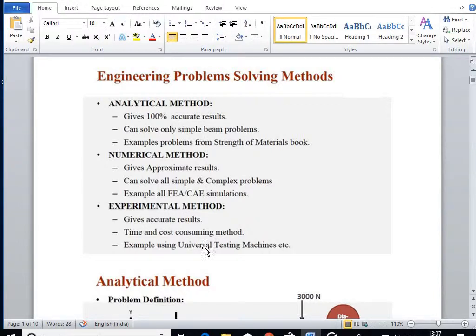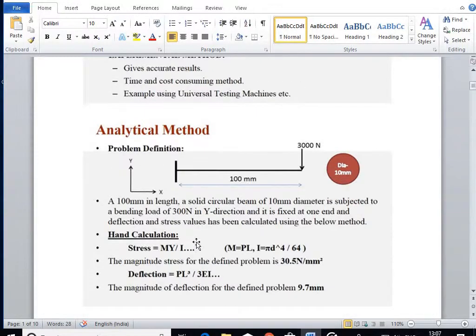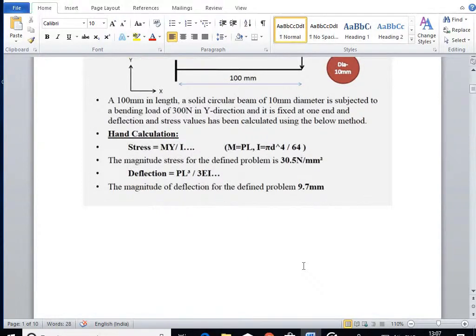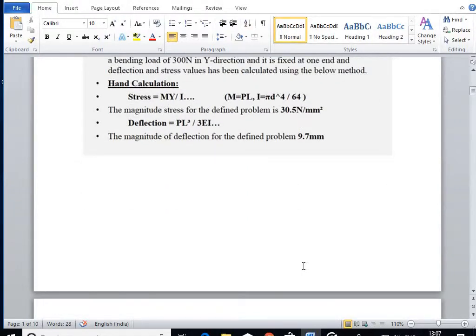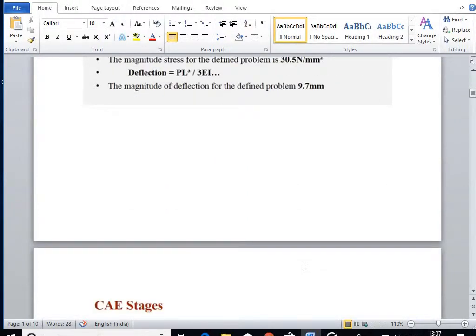An example of the analytical method: you take some simple beams and apply some moment of inertia, deflection, and find the values of deflections and maximum stress intensities on it. That is the basic problem solving method, or using a formula. That is what we discussed in the previous stage.